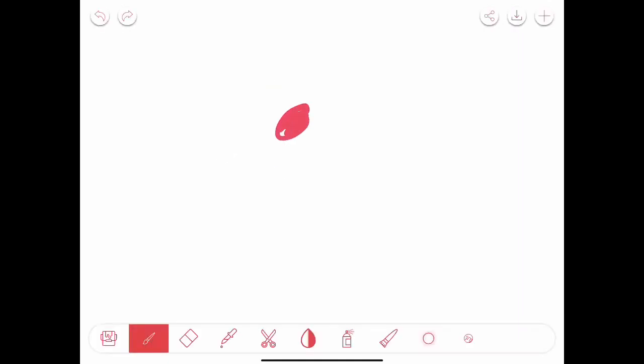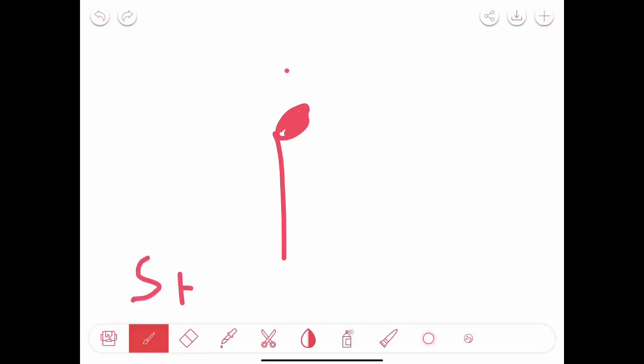So here is your note. How can we make it sound different? We can have a dot above it. That is called staccato.